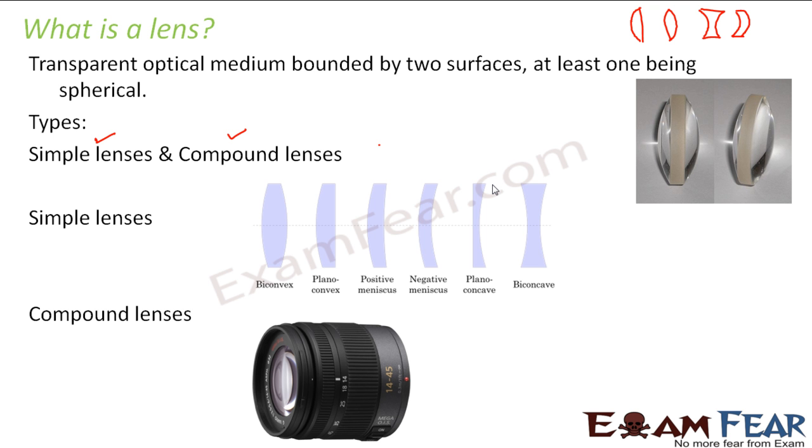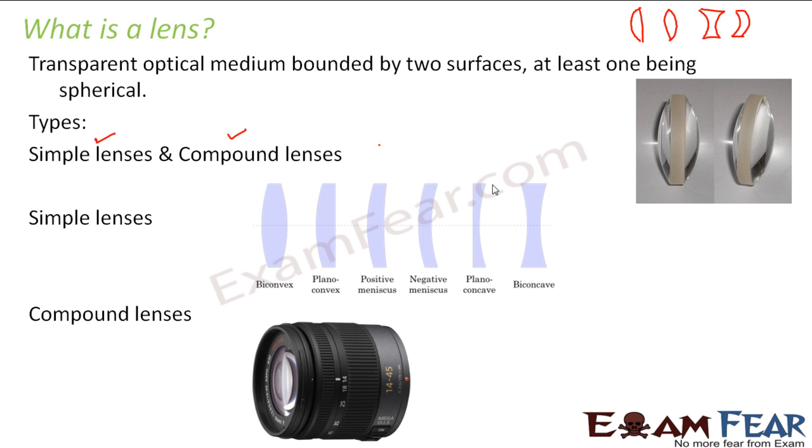And what are compound lenses? They are nothing but combinations of simple lenses. That means two or more simple lenses when combined together form a compound lens. You generally see these compound lenses in the lenses used in cameras or video recorders. So in things like that you have compound lenses, an arrangement of a combination of simple lenses.